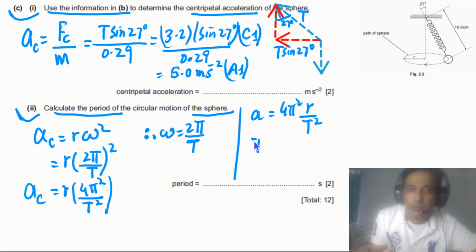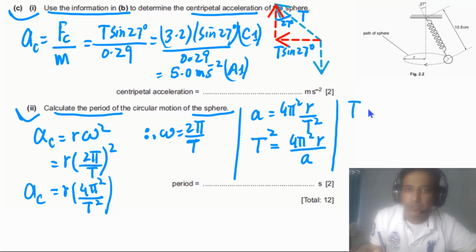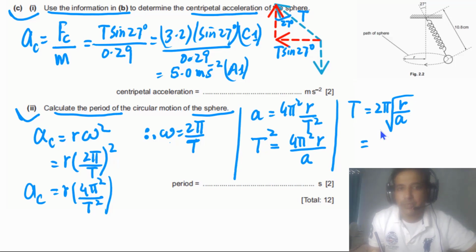For this question we need to calculate the time period, so we need to make T the subject. So T squared is equal to 4 pi squared r divided by a, but we need T, so we will take the root on both sides. So here we will get T equals 2 pi times the square root of r divided by a. Now we need to plug in the values of r and a. a is the centripetal acceleration and r is the radius of the circle. The radius of the circle is equal to 0.049 meters, or 4.9 centimeters, divided by 5.0, which is the value of acceleration.